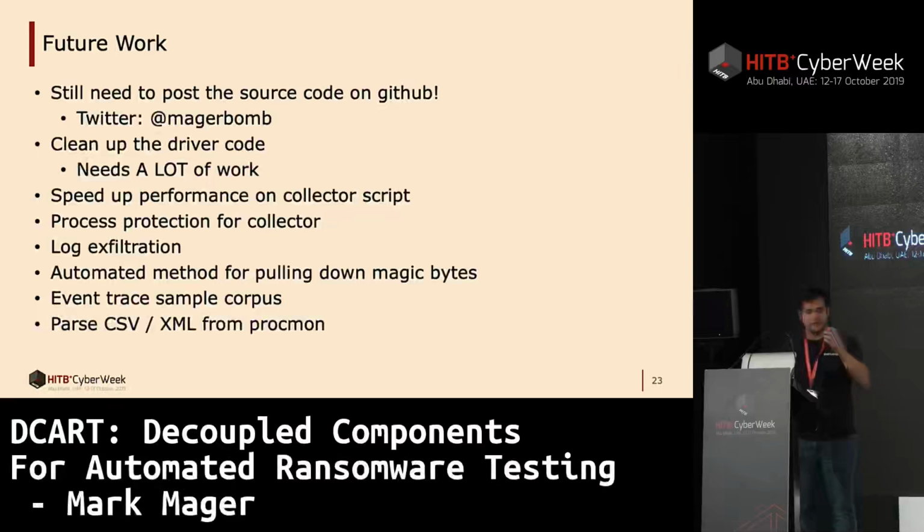An automated method for pulling down magic byte sequences that have been posted online would be great. There are definitely a few different repositories online of this sort of standardized header data. If we can tap into that and just pull it down, that would save us the trouble of manually going out and scraping that data, porting it over to Python and using it. If we just had a way to scrape that automatically and get it updated, that'd be amazing. And then taking a lot of the event traces that I have stored offline and posting those would be great. I think that'd be a good place for everybody to start from.